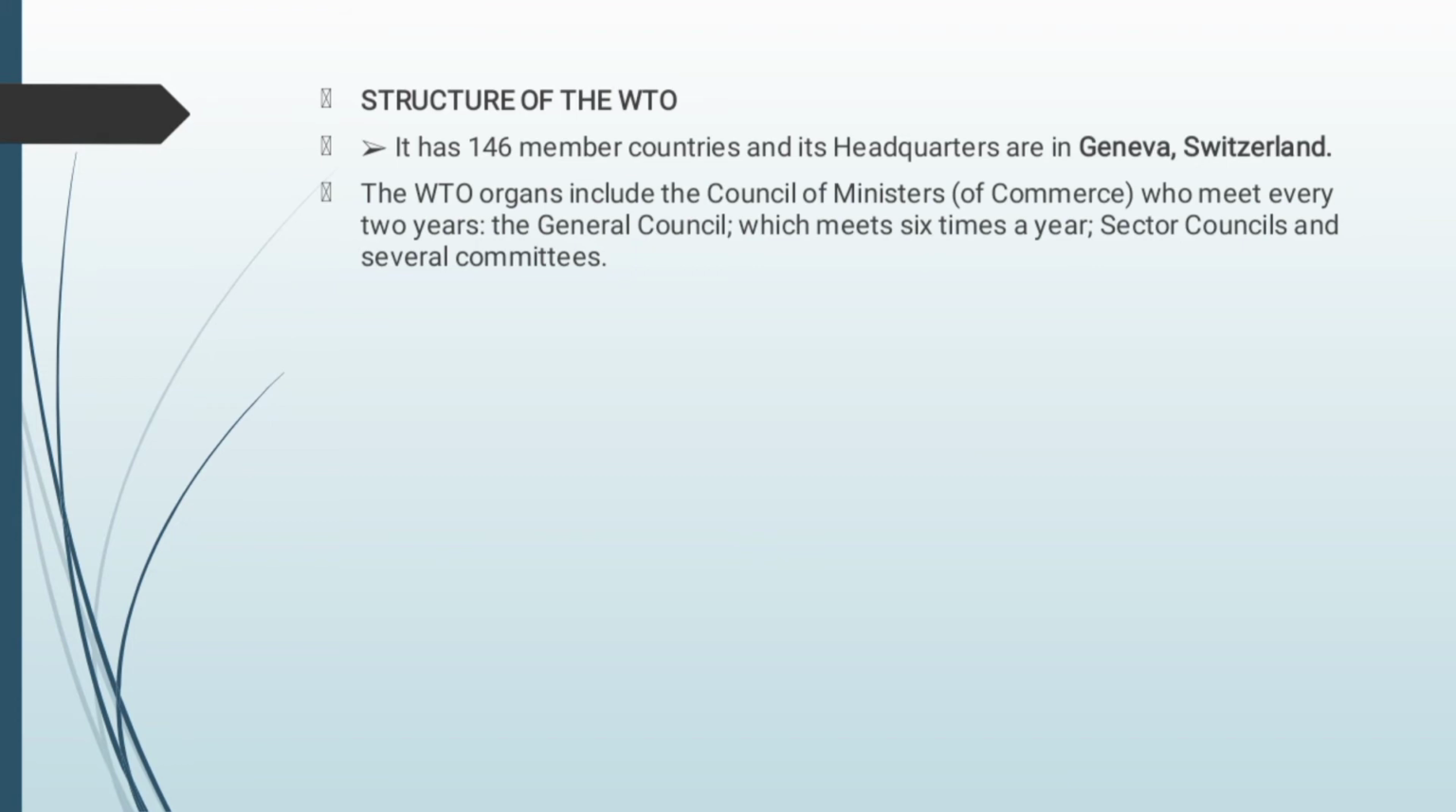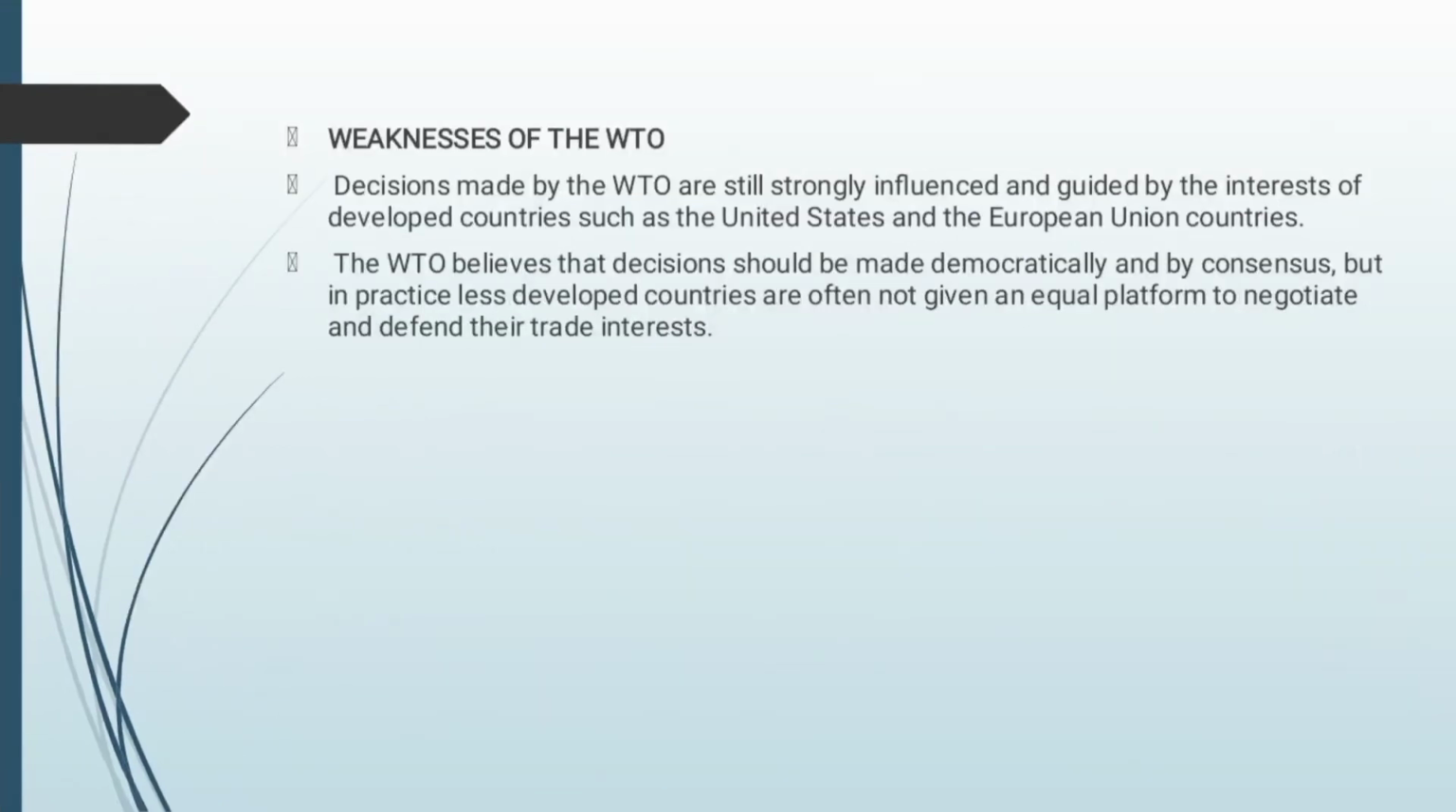Structure of the WTO. The WTO has 146 member countries and its headquarters are in Geneva, Switzerland. The WTO organs include the Council of Ministers of Commerce, who meet every 2 years, the General Council, which meets 6 times a year, sector councils, and several committees. This is the structure of the World Trade Organization.